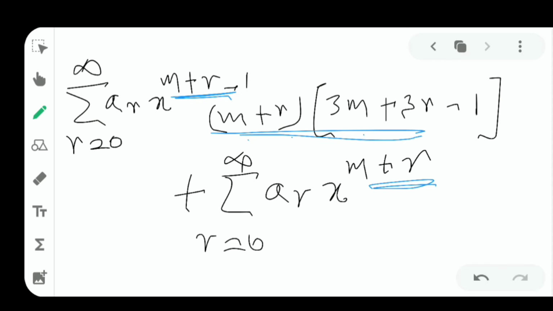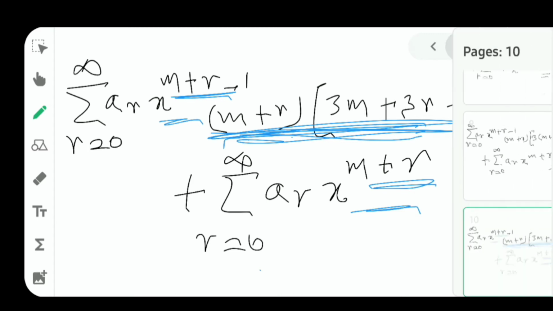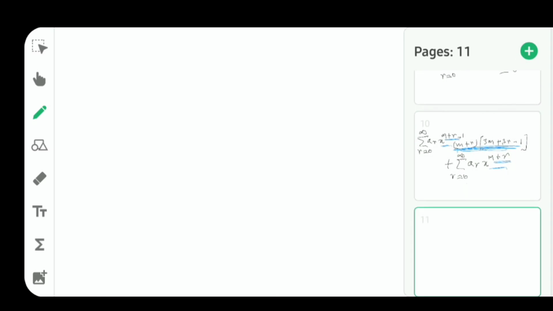Then we have the value of m. If you put r equals to 0 here, then we will get the value of m. Here the coefficient of the next lowest degree term is x to the power m plus r minus 1, and this term is the lowest in comparison. So we have to consider the coefficient of this term, that is m plus r, 3m plus 3r minus 1 into a_r is equals to 0. The Frobenius method tells us this.